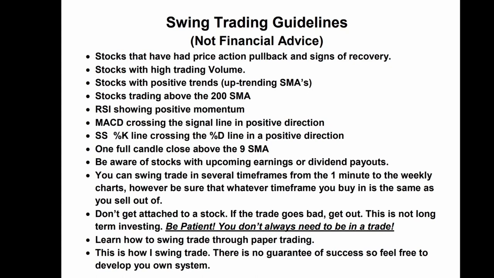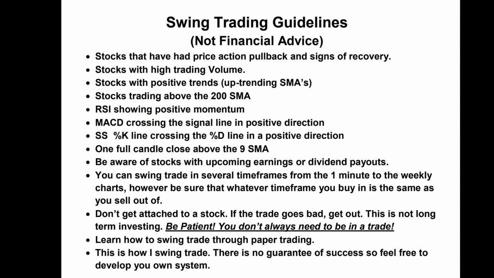The RSI showing positive momentum and usually above the 50 and heading up. The MACD crossing the signal line in a positive direction is something I look for. I look in the slow stochastic for the percent K line crossing the percent D line in a positive direction. And I look for one full candle close above the 9-day SMA. And I usually trade in the daily format and not the hourly or the weekly.